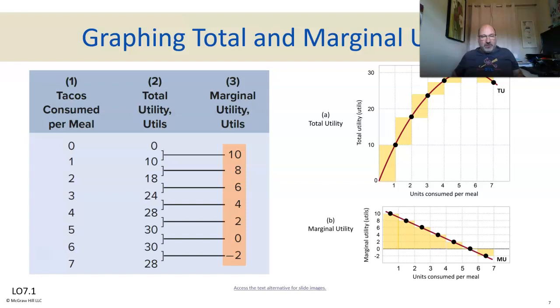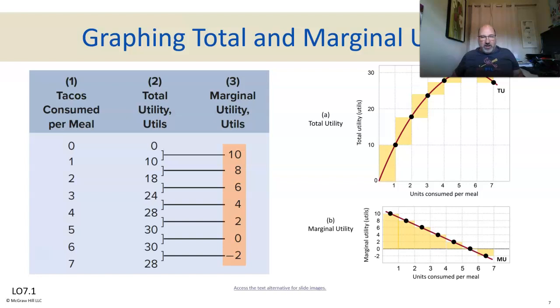Your first taco provides you with a marginal utility of 10, that is the difference between 0 and 10. The second one provides you with a marginal utility of 8. That is the difference between 18 and 10. The third, a marginal utility of 6. That is the difference between 24 and 18. The fourth provides you with 4. That is the difference between 28 and 24. The fifth with 2. That's the difference between 30 and 28. The sixth with 0, the difference between 30 and 30. And the seventh with -2, that's the difference between 28 and 30.